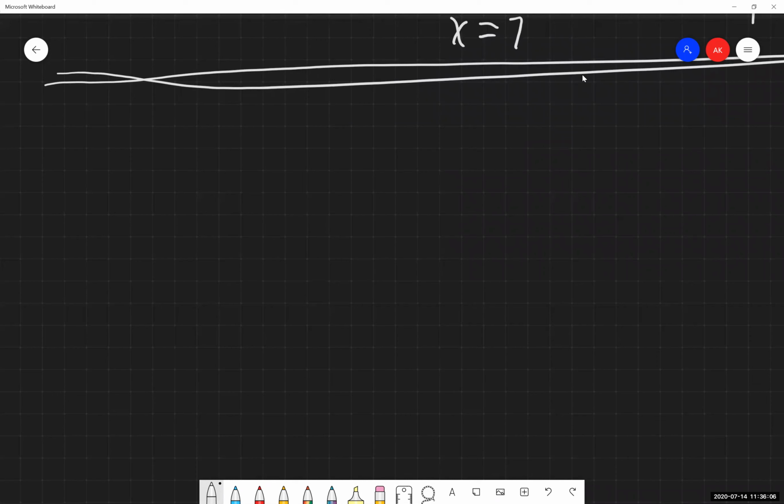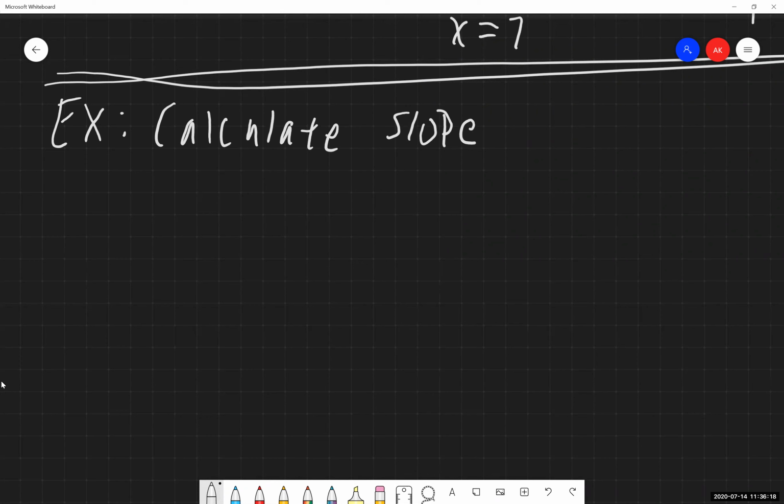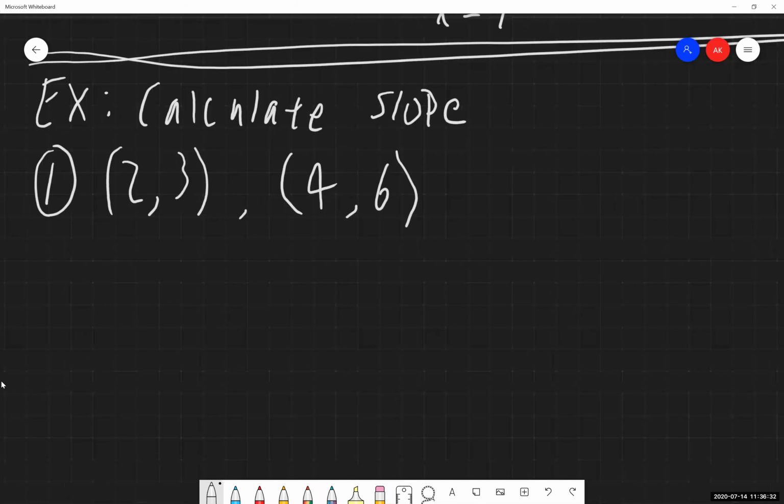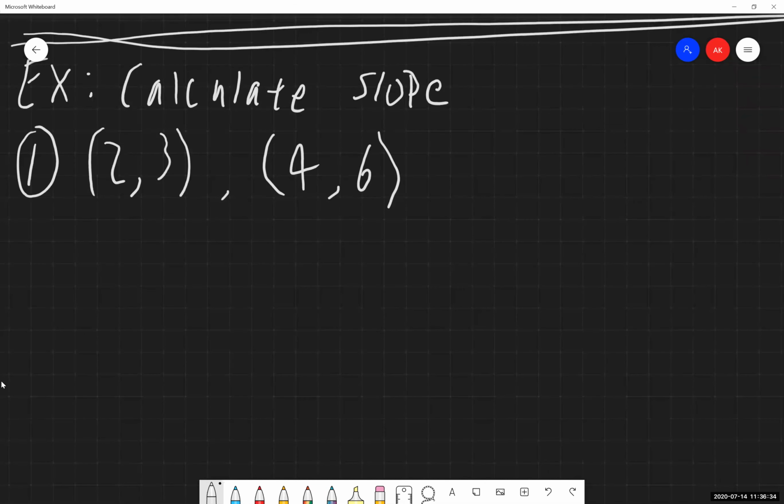Okay, so for our first example, we're asking to calculate slope. We have been given the points (2, 3) and (4, 6). So again, we have 2 points. We need to label them x sub 1, y sub 1, and x sub 2, y sub 2.